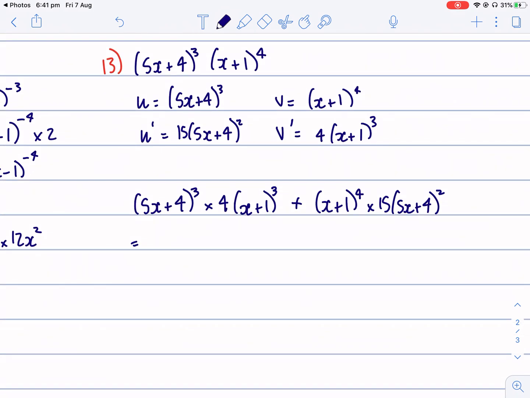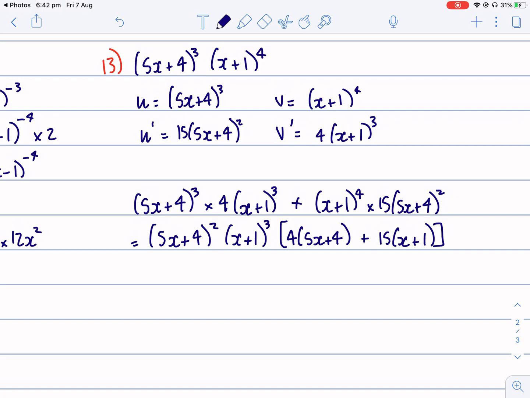Common factors, okay, we've got 5x plus 4 squared, we've got x plus 1 cubed, we're left with 4 lots of 5x plus 4, and we're left with 15 lots of x plus 1. 5x plus 4 squared, x plus 1 cubed, 20x plus 16 plus 15x plus 15. We've got 20 plus 15 is 35x, 16 plus 15, 31.